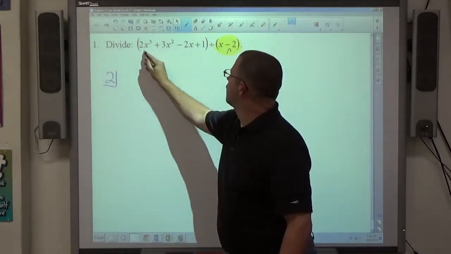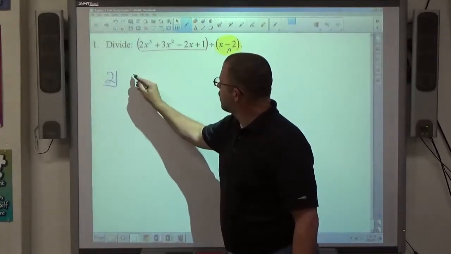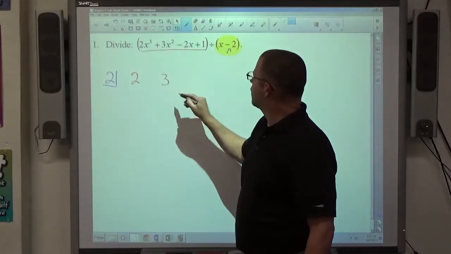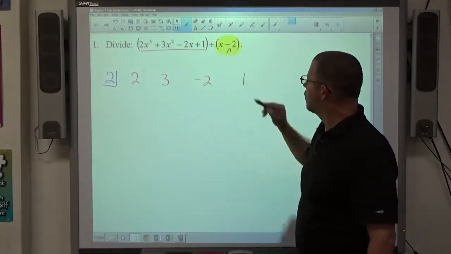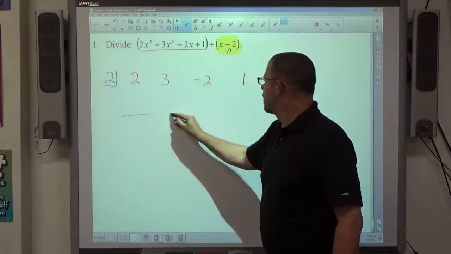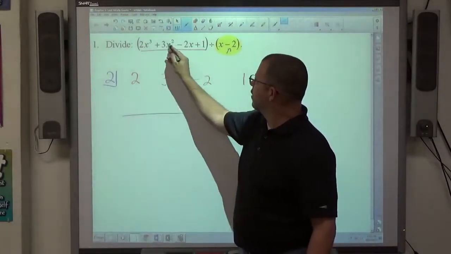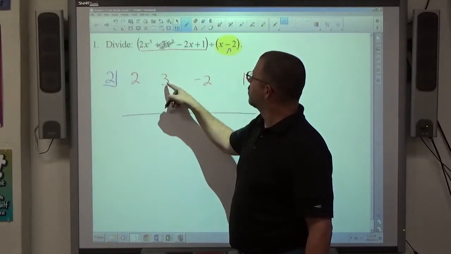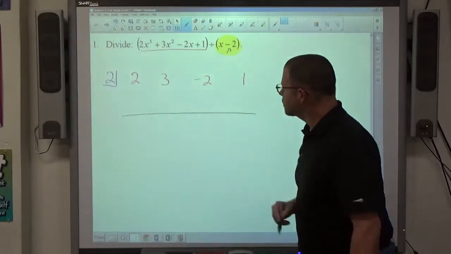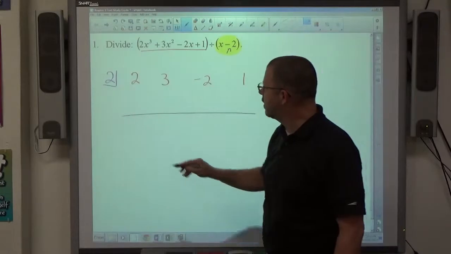The coefficients of the dividend go next to it: positive 2x cubed, positive 3x squared, negative 2x, and positive 1. Every power of x has happened there, so it's all ready to go. If any power of x were missing, you're going to put a 0 in that spot. For example, if that 3x squared wasn't there, this would be a 0 instead of a 3. Once you get it all set up properly, then it's just a matter of applying the synthetic division technique.